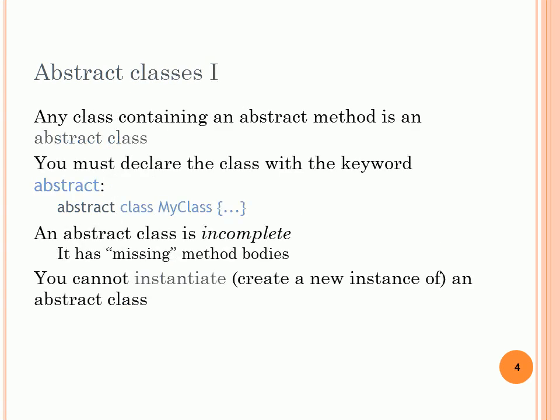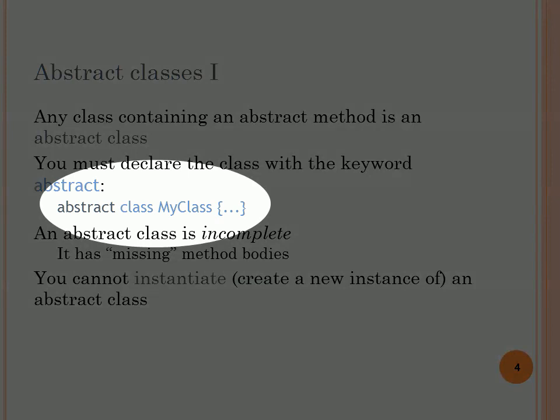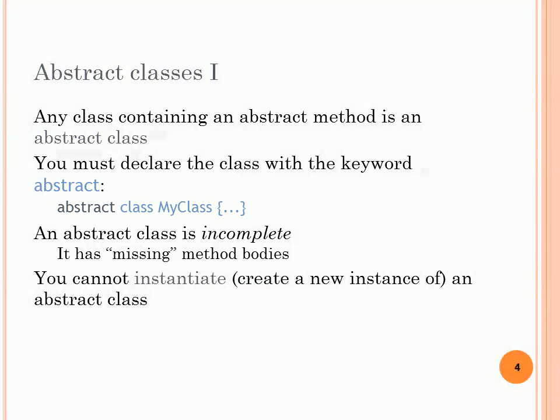Now, what is an abstract class? Any class containing at least one abstract method is considered an abstract class. What is the syntax of declaring an abstract class? It is as follows. We add the keyword abstract before the keyword class, then the class name. Now, don't forget that an abstract class is incomplete. It has some missing method bodies. So, according to that, we cannot instantiate any object from an abstract class.